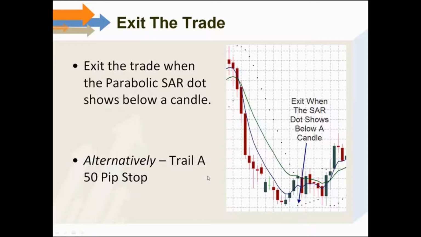And alternatively, we could have trailed a stop at 50 pips. In this case, it probably wouldn't have made much difference for profitability. But for when you're starting out, use this exit strategy. It's the simplest. Let's take a look at this and look at some real trade examples on MetaTrader.